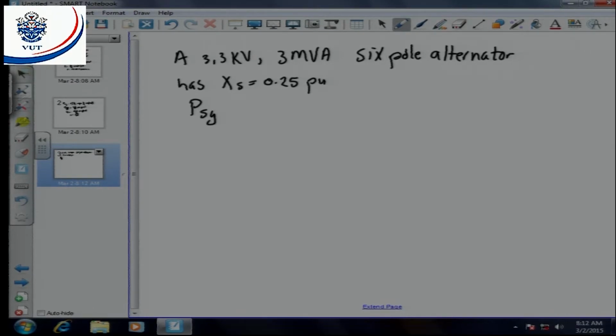Now the first step, E is equal to V plus IA ZS. So therefore that will be 1 angle 0 plus 1 angle minus 36.87. The power factor in this case was 0.8 lagging. Times 0.25 at an angle of 90 degrees, which gives us 1.167 at an angle of 9.9 degrees.